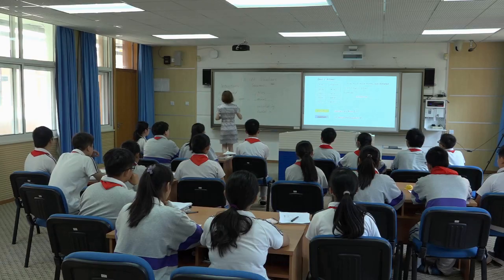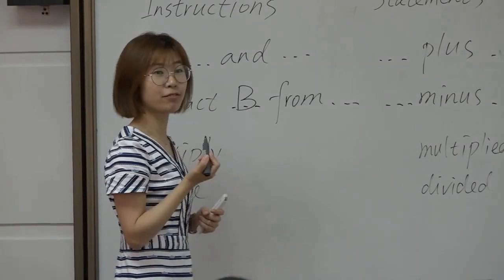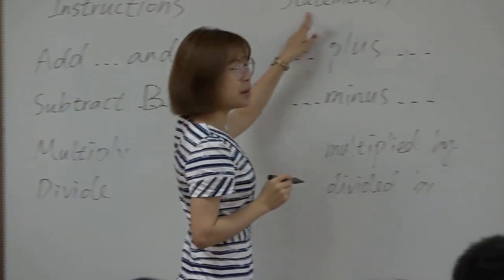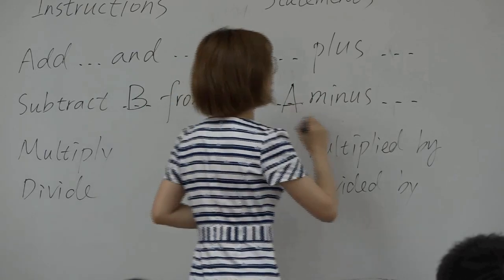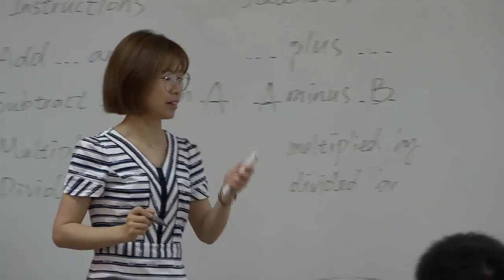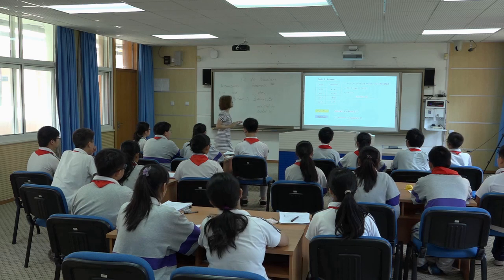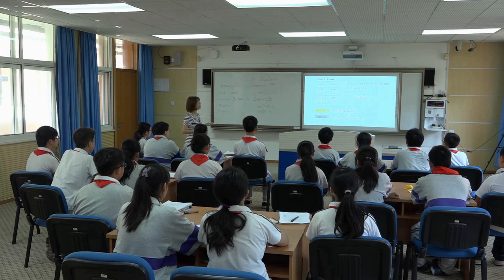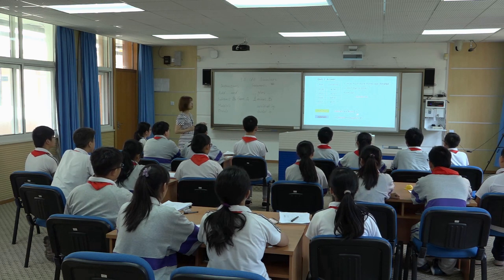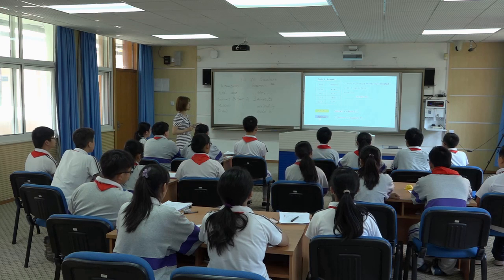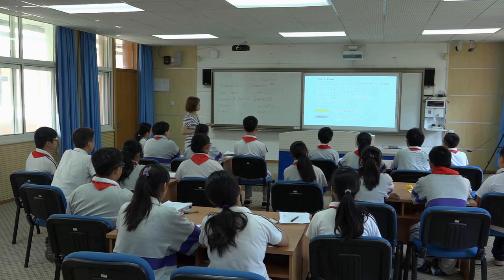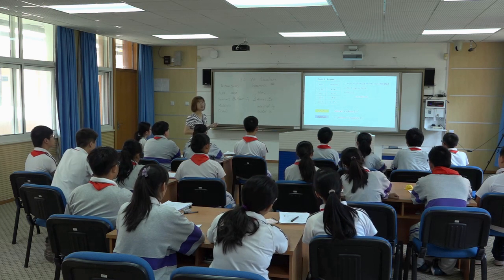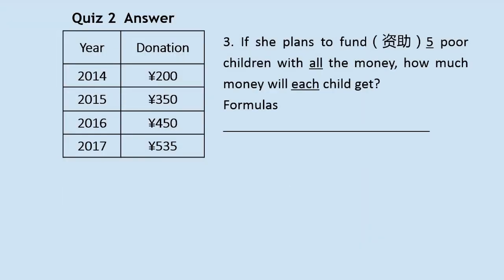So, you should say subtract B from A in instructions. But in statements, you say A minus B. Very good. Now let's read it. For subtraction. Instruction. Subtract 450 from 535. Statement. 535 minus 450 equals 85. Good. Number 3.